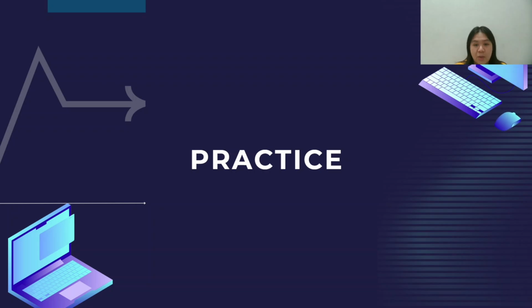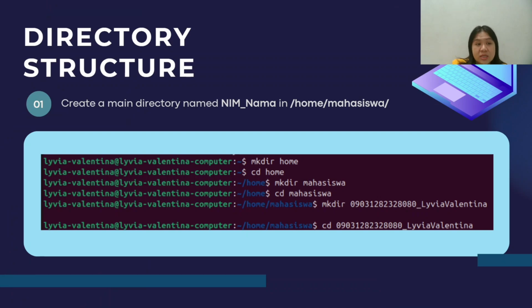Next, let's practice basic commands and file system in the Linux operating system. The first topic is directory structure. The first question is to create a main directory named nim_nama in the directory home/mahasiswa. First, we create a home directory using mkdir home. Then, we enter the home directory using cd home. Next, we create a mahasiswa directory using mkdir mahasiswa. And then, we enter the mahasiswa directory using cd mahasiswa.